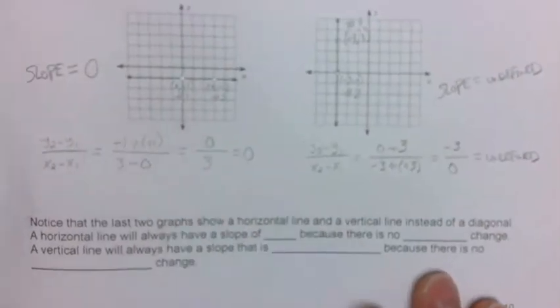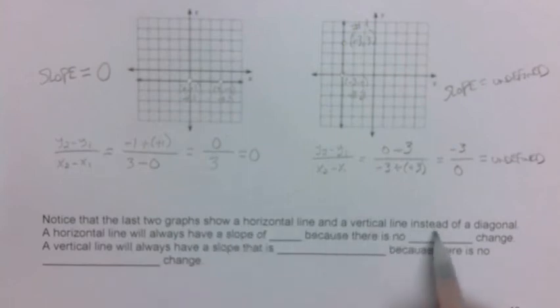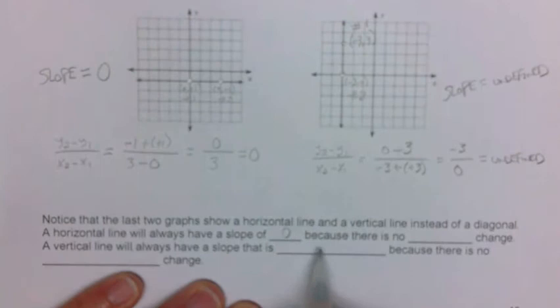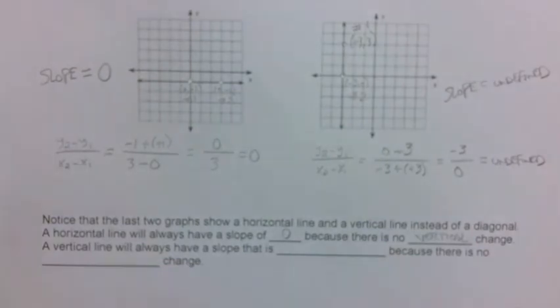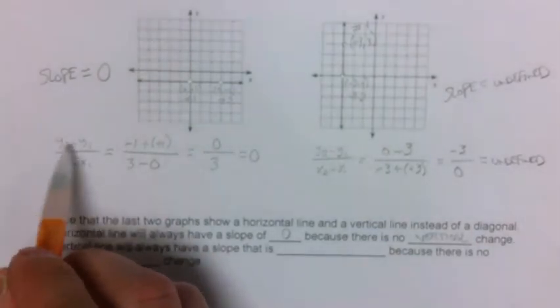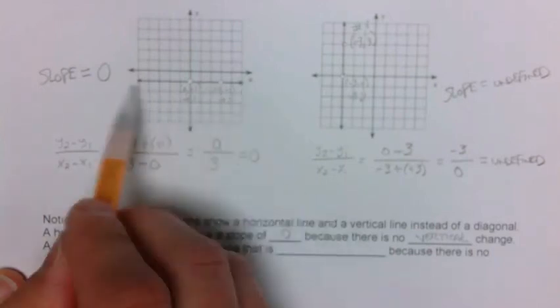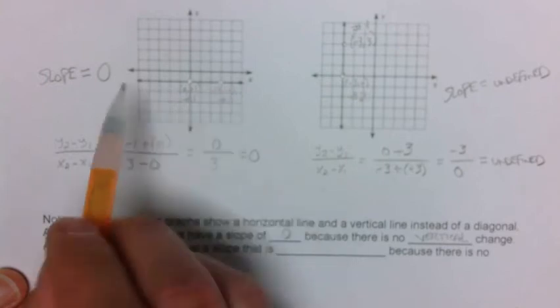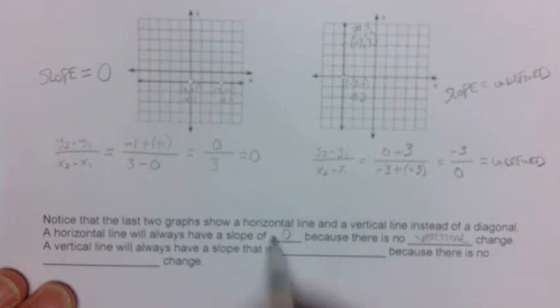All right, so let's fill in the blanks that we have underneath. Notice that the last two graphs show a horizontal line and a vertical line instead of a diagonal. A horizontal line, like we saw right here, will always have a slope of 0 because there is no vertical change. Remember that the numerator is the vertical rise, and we calculated here that that's equal to 0. And you can even tell by looking at the line, it's not going up at all. As we move from left to right, it doesn't increase or decrease. There is no vertical change. So the slope of every horizontal line will be 0.